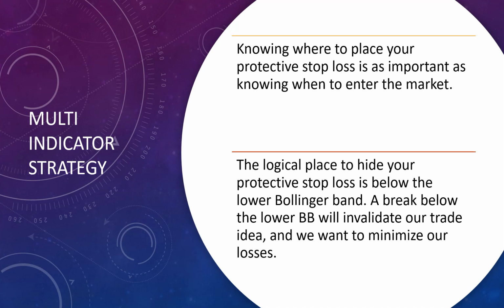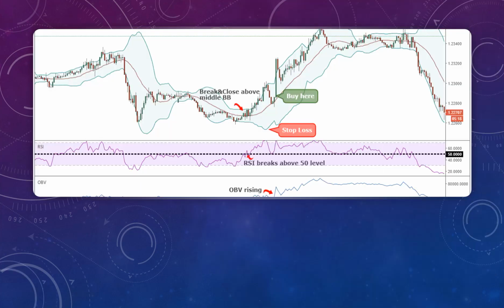Knowing where to place your stop loss is important, as is knowing when to enter the market. The logical place to hide your protective stop loss is below the lower Bollinger Band. A break below the lower Bollinger Band will invalidate our trade idea, and we want to minimize our losses. Okay, so here we have our Bollinger Band, our RSI, and our OBV. Our stop loss would be right below the lower part of the Bollinger Bands.